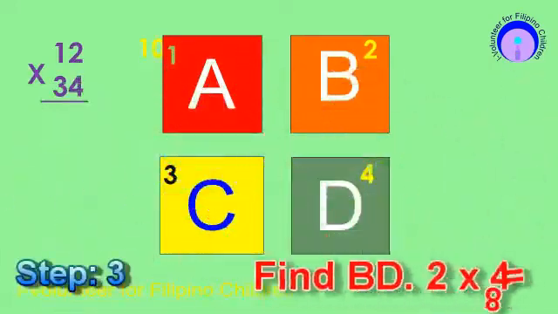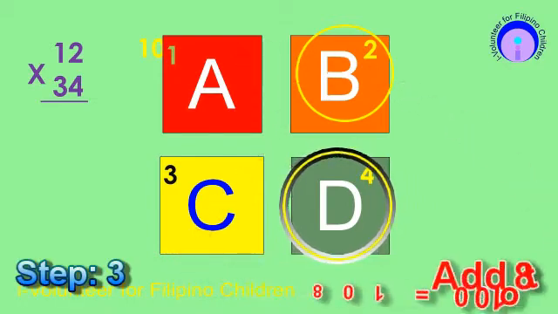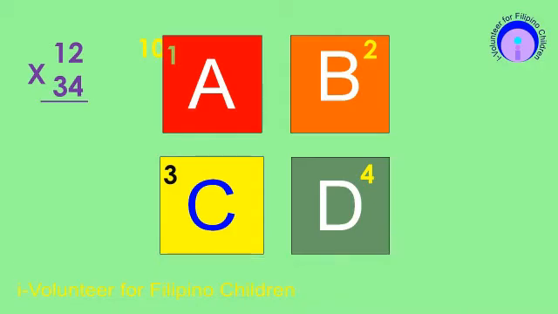Step number 3. Find BD. 2 times 4 is equal to 8. Add this number to the previous answer. 8 plus 100 is equal to 108.